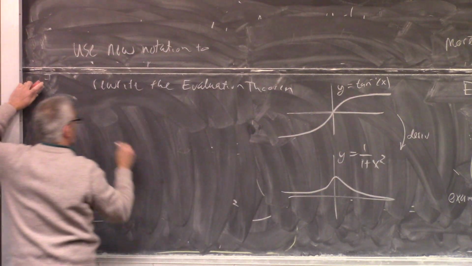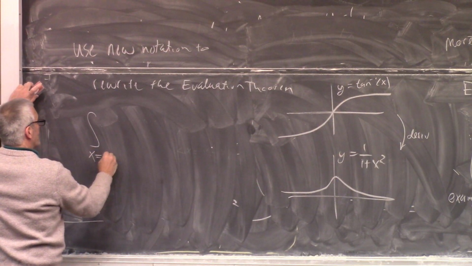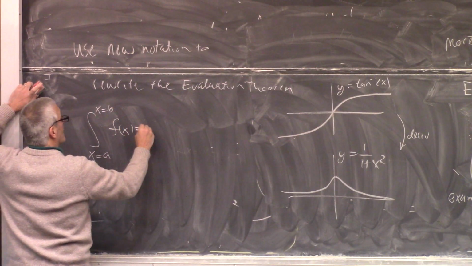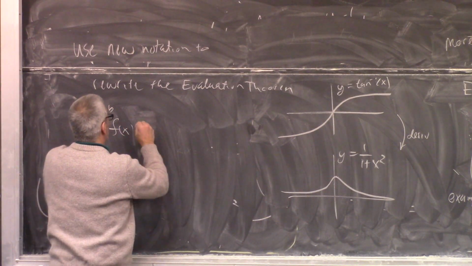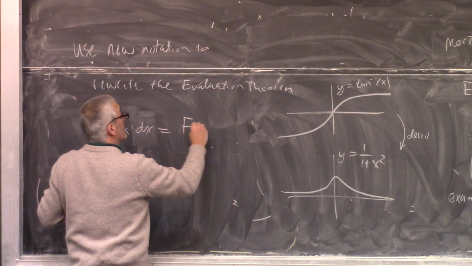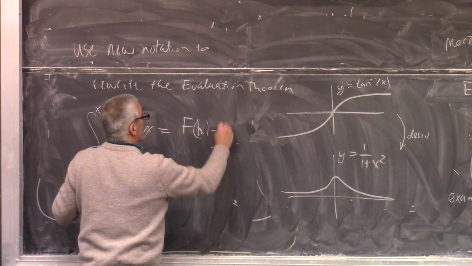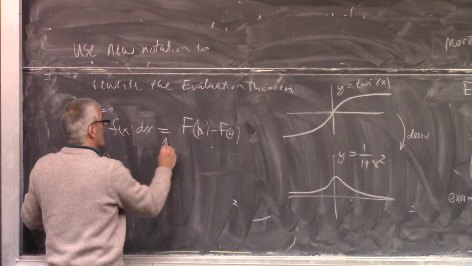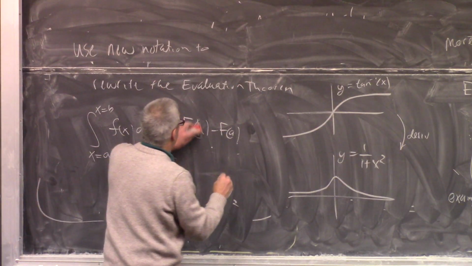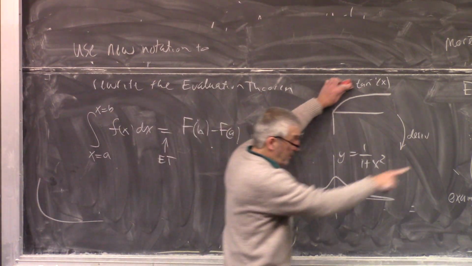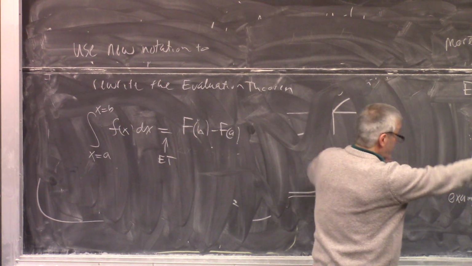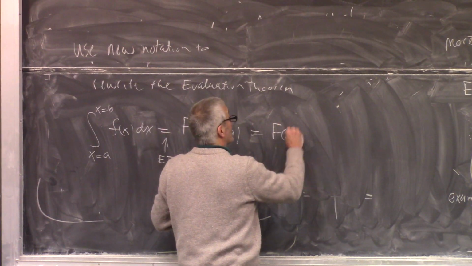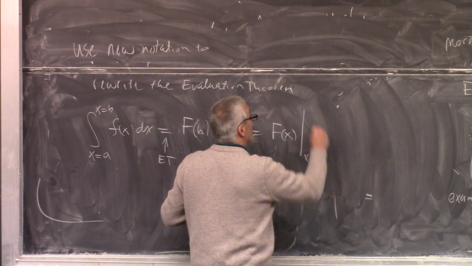So the evaluation theorem, remember, says that the definite integral from x equals a to x equals b of little f of x is this thing, capital F of B minus capital F of A. That's what the evaluation theorem says. But now with that notation over there, we can see that another way of writing this is capital F of X evaluated from x equals A to x equals B.